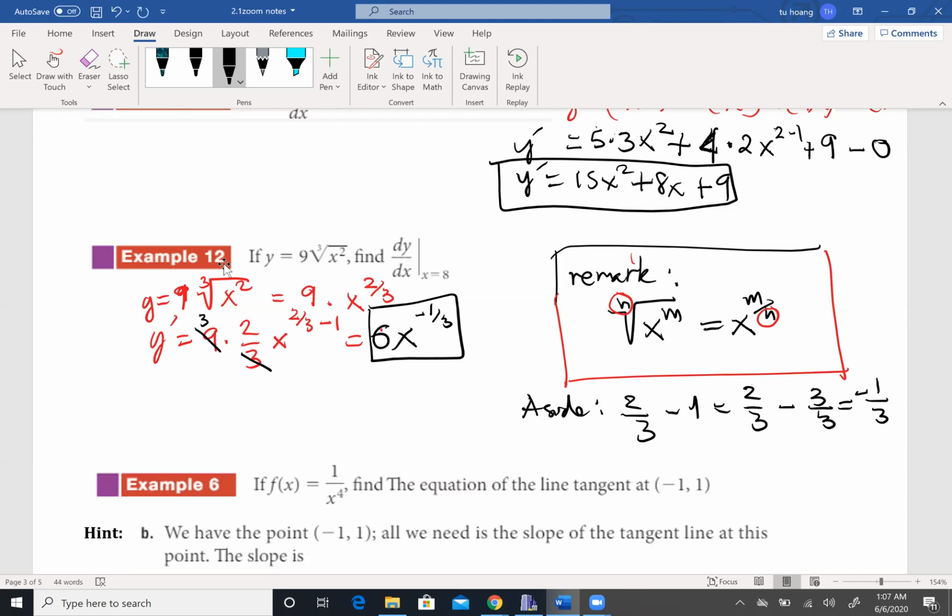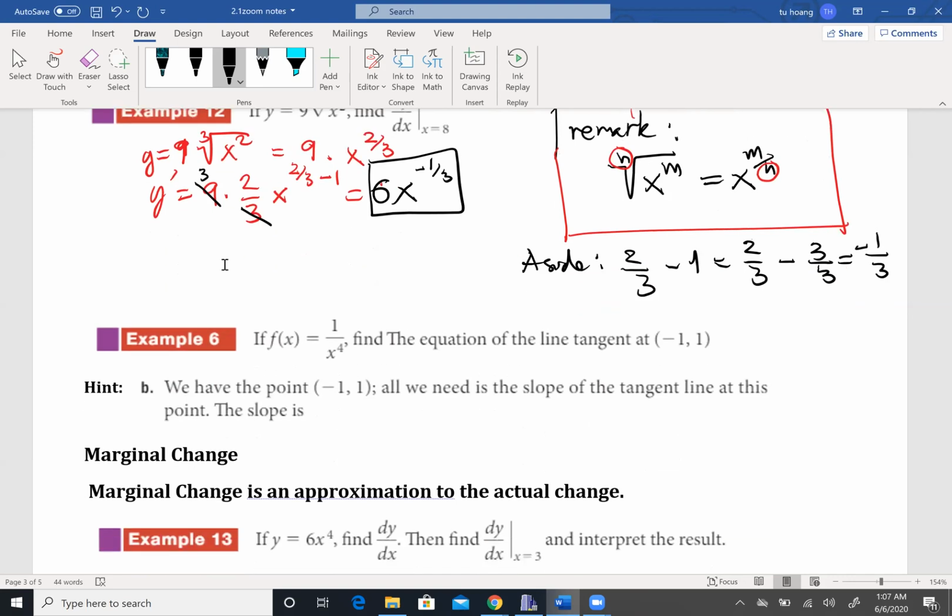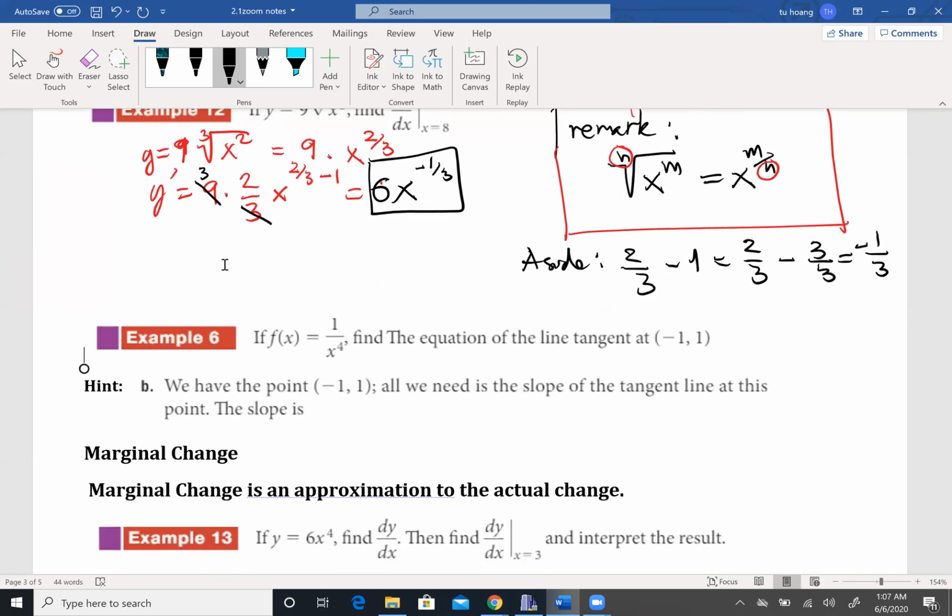Now for example 6, this is a special example, and to me that's very important for you if you consider taking Calculus 1 later. So you are trying to find the equation of the tangent line for the curve f(x) equal to 1/x^4, at the point (-1, 1).